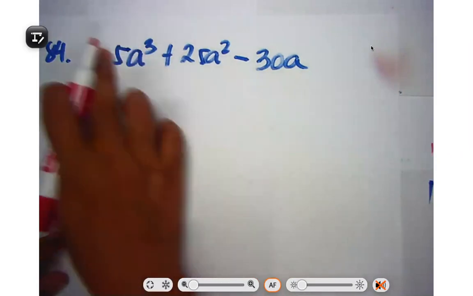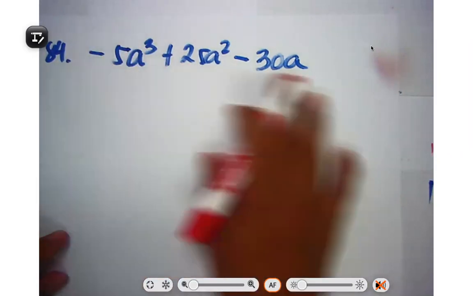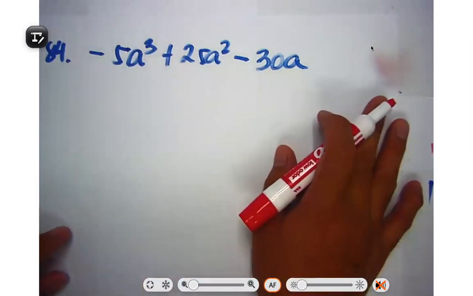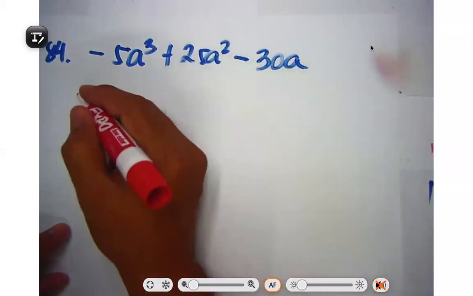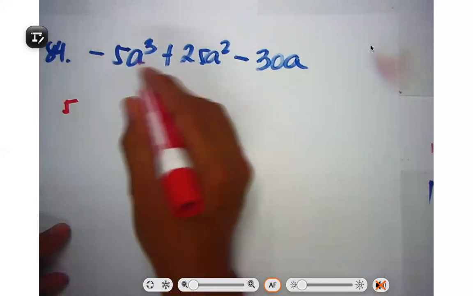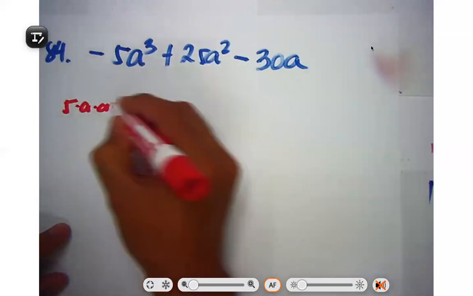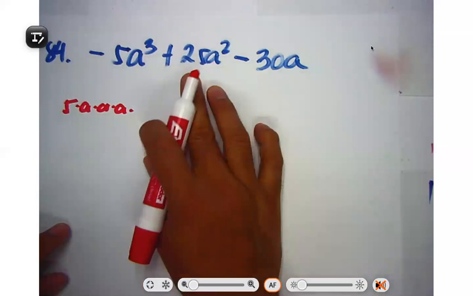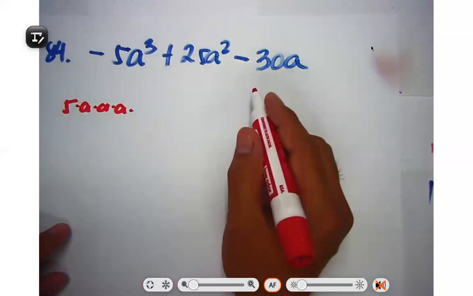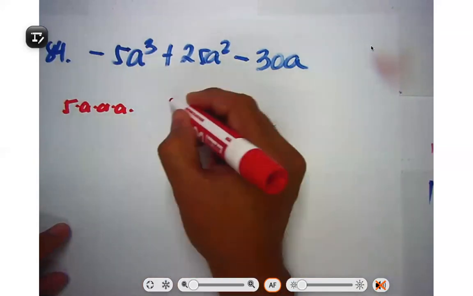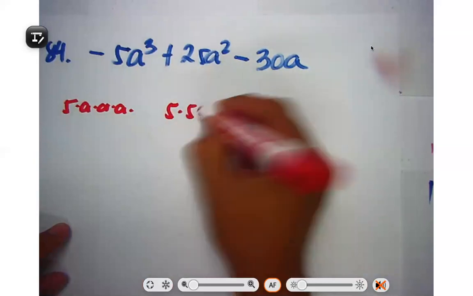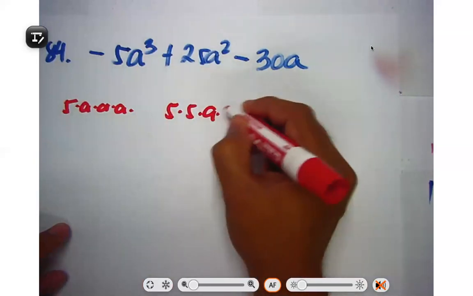For 5, let's disregard the sign here. We can decide on the sign later on. So we have 5. Your a cubed is a. 25a squared, you have 5 and a squared is a.